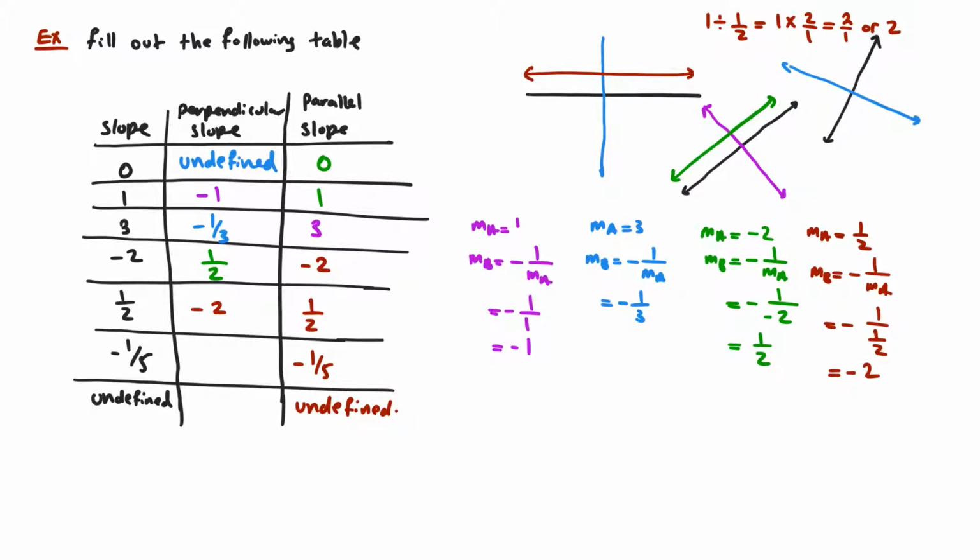And an easier way to actually do this is simply to take the reciprocal of 1 over 2, which is just 2, and take its negative, which is negative 2.